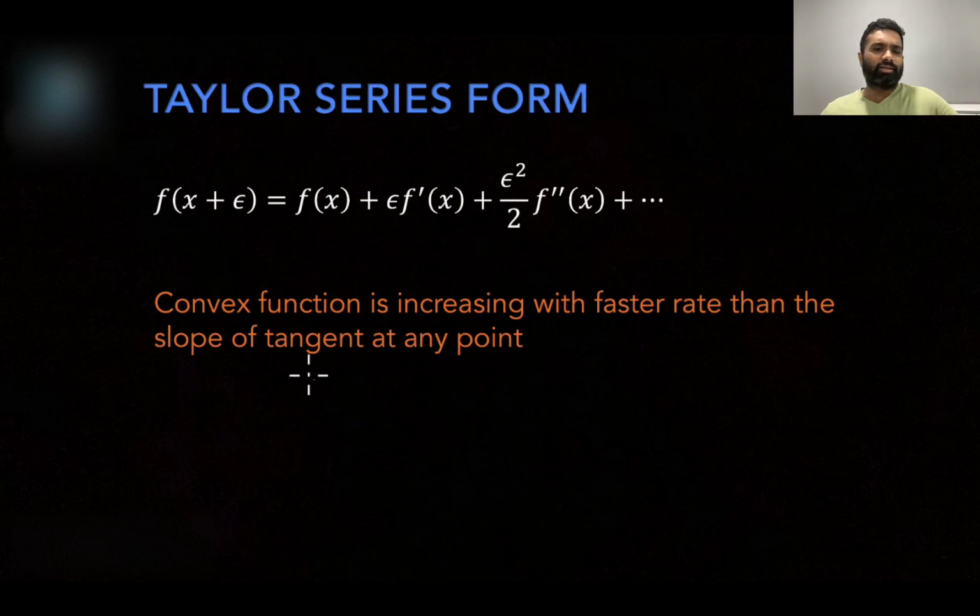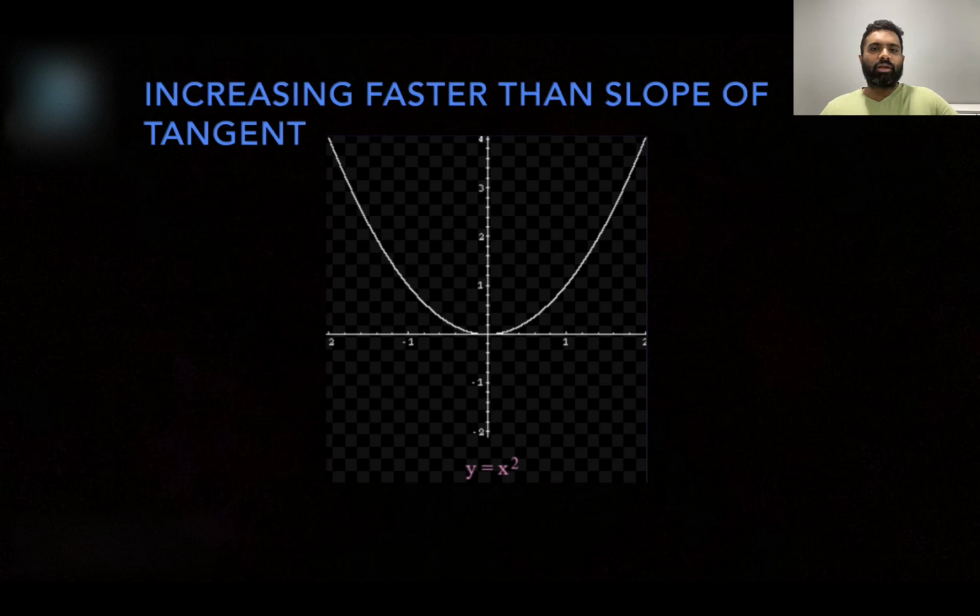So we can verbally say that a convex function is increasing at a faster rate than the slope of the tangent at any point. That's what we have seen earlier also. So every time the slope of the tangent is steadily increasing, and the convex function is increasing at a faster and faster rate. So that's the property of the convex function. Let me try to visually show you how it will happen.